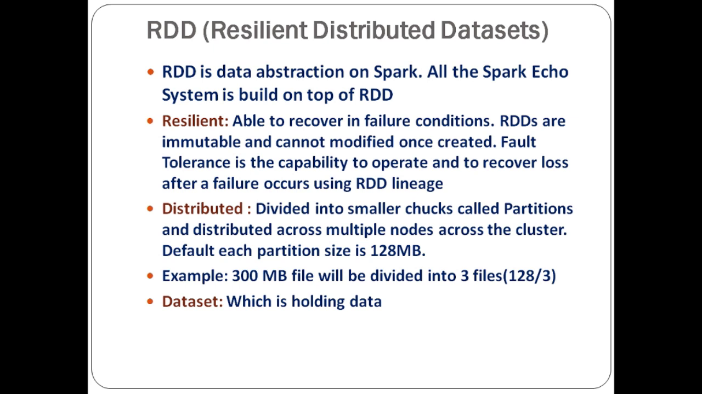If each partition size is 128 MB, in 300 MB how many 128s will come? Two 128 MB will come, that is two partitions. The remaining leftover 44 MB will be created as one more file. So totally, the 300 MB file will be divided into 3 partitions. The third D is data set, which is holding the data. So RDD is a resilient distributed data set.